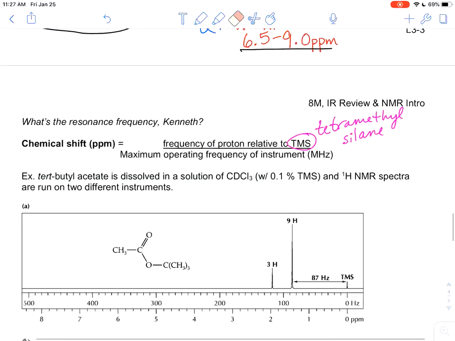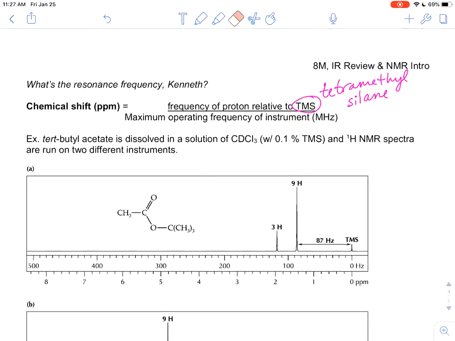So this ppm, parts per million, just by definition, doesn't actually have a unit. What we're doing is, there should be a hertz up here. That's the frequency in hertz or cycles per second. What we're doing here in this example is we're showing how tert-butyl acetate, so this here is tert-butyl acetate, is analyzed by proton NMR as follows.